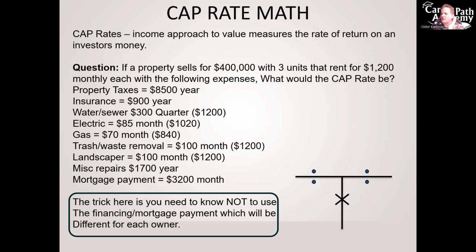How do we calculate the income? If we have 3 units renting for $1,200 a month each, what do we do to calculate the income? Just walk me through it. Three times 1,200. Okay, and that gives you the monthly gross income. But what figure do we have to put up here? It's the annual. So then what do we do?